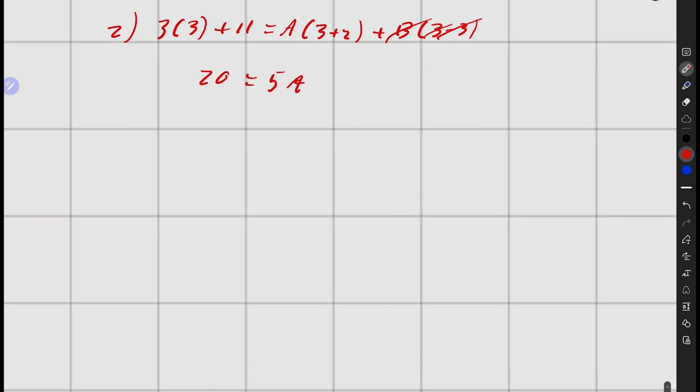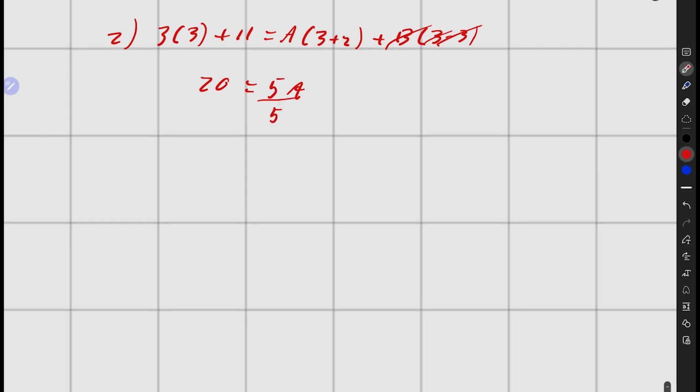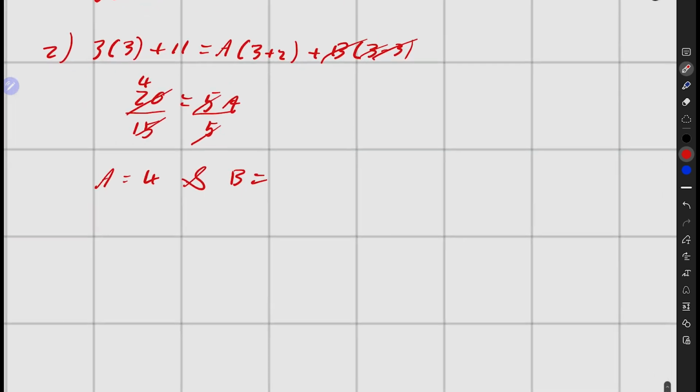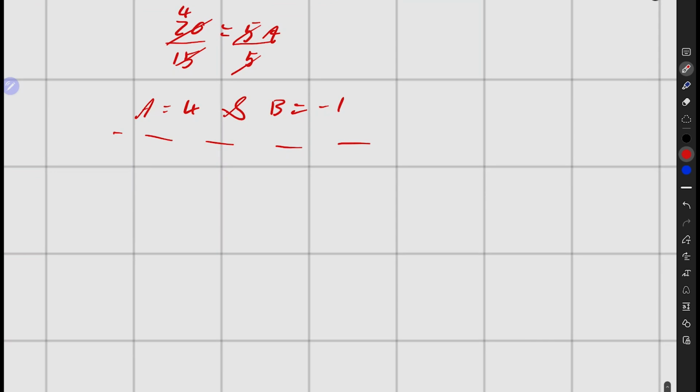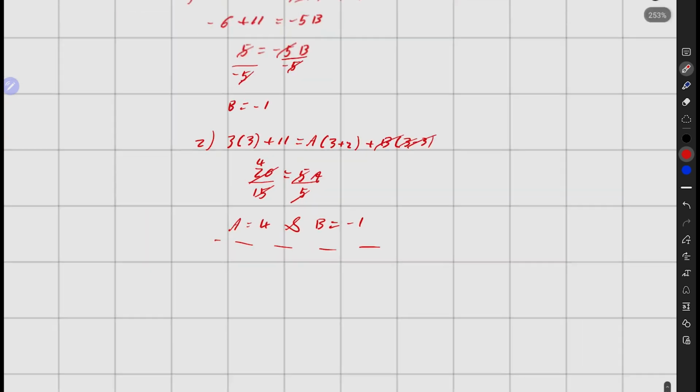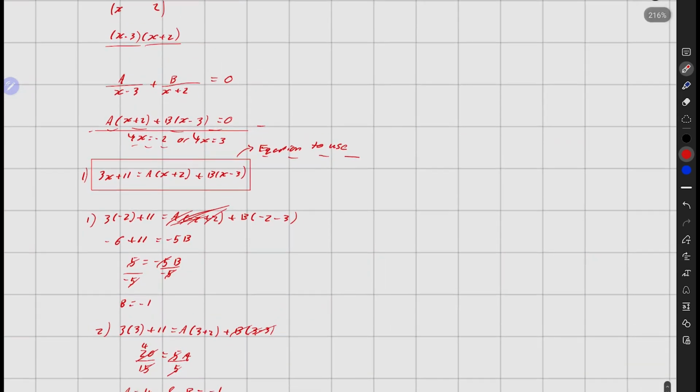And then we can solve for a. Divide by 5 on both sides. A is going to be equal to 4. And b is going to be equal to minus 1. So that's most of the hard work done. And now all we're going to do is substitute our a and b values back in to achieve an equivalent fraction. And this fraction we're actually going to be able to integrate.